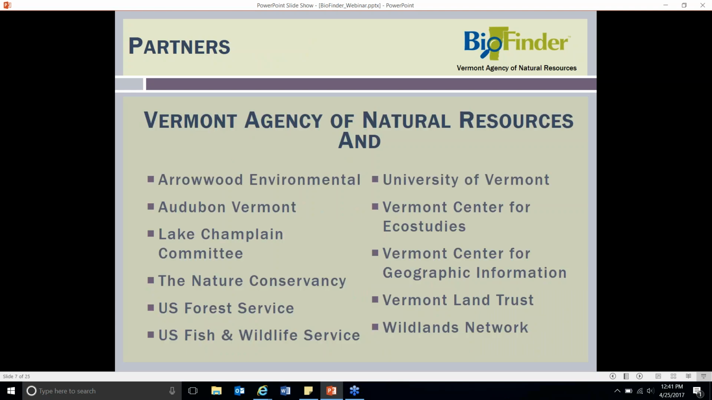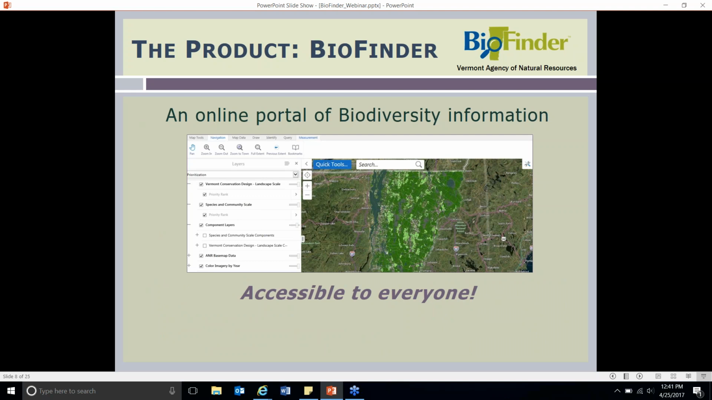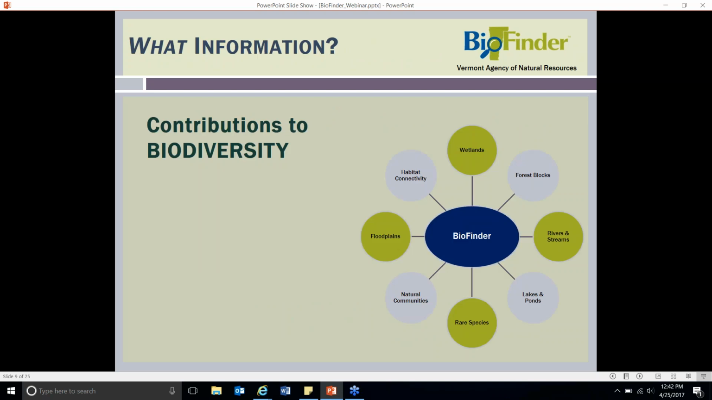And so the Agency of Natural Resources, as well as numerous partner agencies and organizations that are listed here, got together and created what we consider to be an online portal of information about biodiversity, where biodiversity is most prominent on the landscape. And the goal was really to make it accessible to everyone. It's just a website. And this new one, which is different from the old version of BioFinder, doesn't even require any downloads or anything. It's just a website that you can access from really any browser or even a smartphone or something like that.